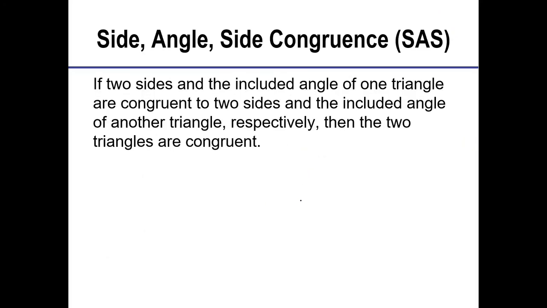Side angle side congruence, or SAS. If two sides and the included angle of one triangle are congruent to the two sides and the included angle of another triangle respectively, then the two triangles are congruent. What does it mean to be an included angle? The included angle is essentially formed by the two sides, S, and the other side, S.